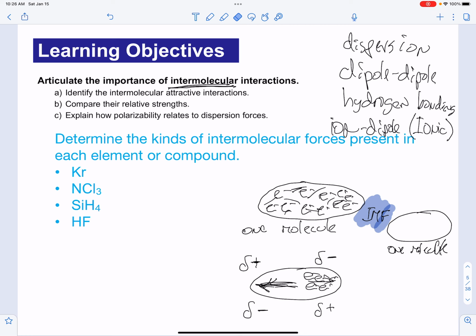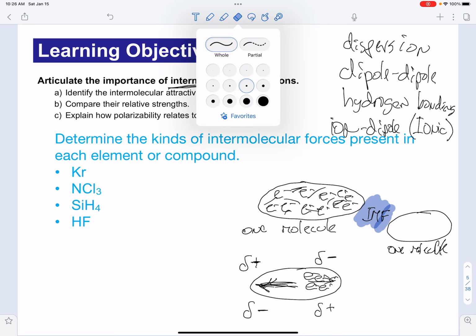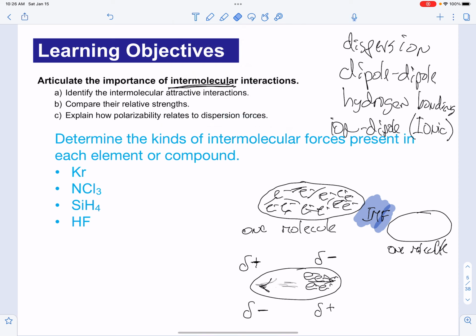So let's say that at this particular time, the molecule is showing this configuration, partially negative, partially positive. And the other molecule is showing this configuration. And now I want you to remember this.